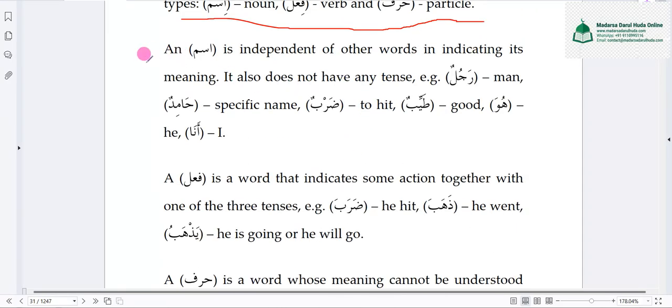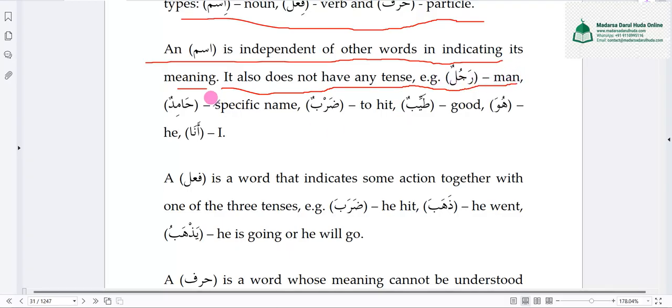Now, what is ism? Ism is independent of other words in indicating its meaning. It also does not have any tense. Example: rajulun, man; hamidun, a specific name; zarbun, hit; tayyibun, good; huwa, he; ana, I. So now here is the definition of ism. Ism is a word which indicates its independent meaning.